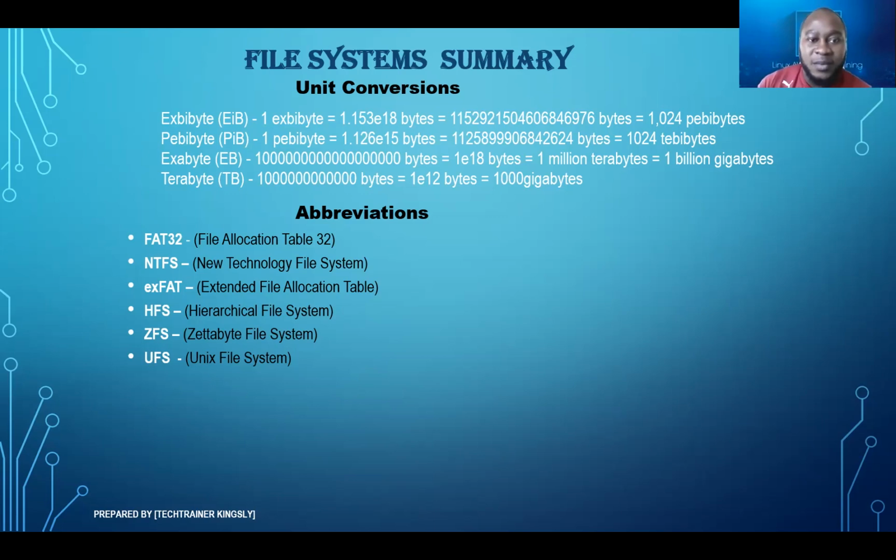You don't need all this bunch of numbers, like 1 exabyte equals 1 point whatever. Just know the smallest unit, which starts from a bit, and then from bits you go to byte. From byte, kilobyte, megabyte, terabyte, petabyte, and it keeps going on and on.